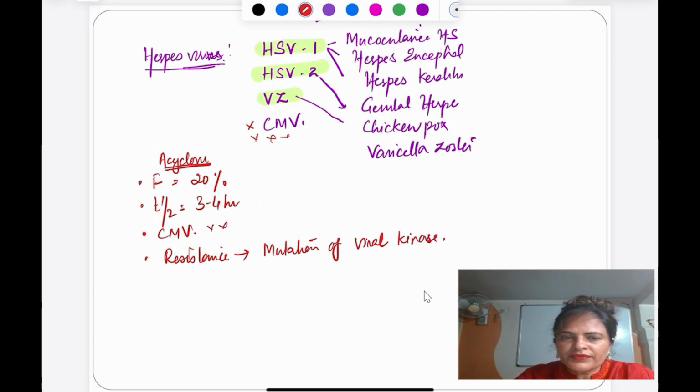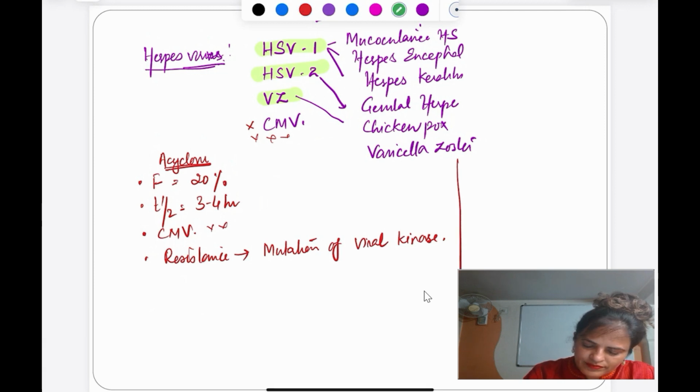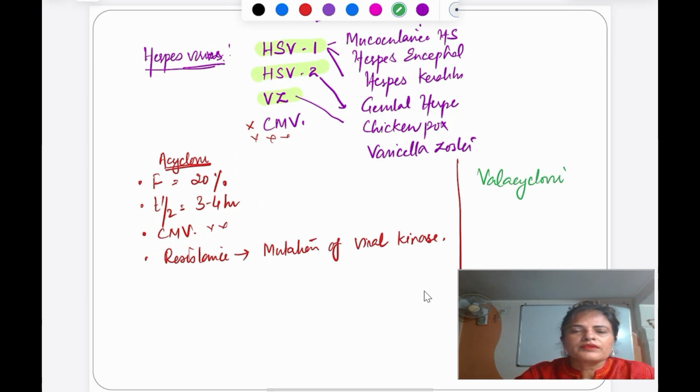What solution do we have? Instead of acyclovir, we have drugs like valacyclovir. Their bioavailability is better, half-life is better, and they are more effective against varicella zoster. Because acyclovir, though it is effective against varicella zoster, does not prevent post-herpetic neuralgia. So valacyclovir is the drug of choice for herpes zoster.